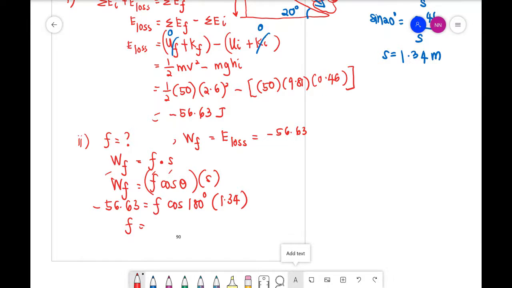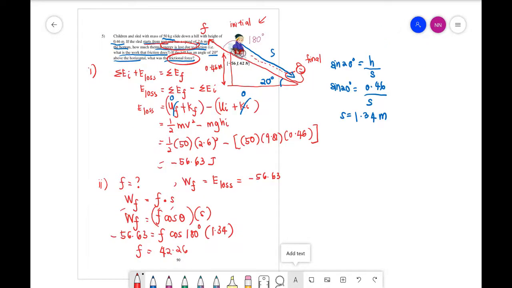So we get the frictional force: negative 56.63 divided by cos 180, divided by 1.34. So friction equals 43.26 Newton. The unit for frictional force is Newton.